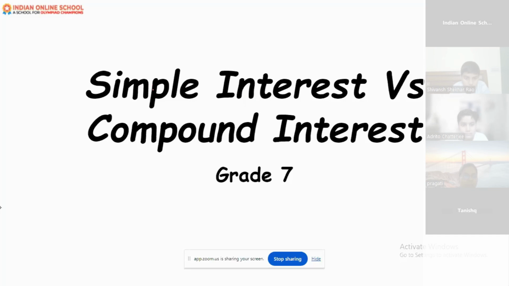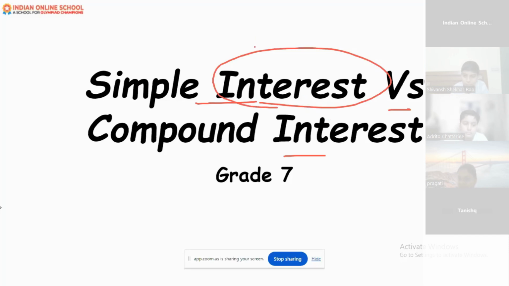Our today's topic is simple interest versus compound interest. First, the common thing you have seen in this chapter, that is interest. Does anyone know what interest is? Ma'am, I know. If we give a loan to someone, we ask for interest from them. Yes, correct. We can say that it is kind of extra money.